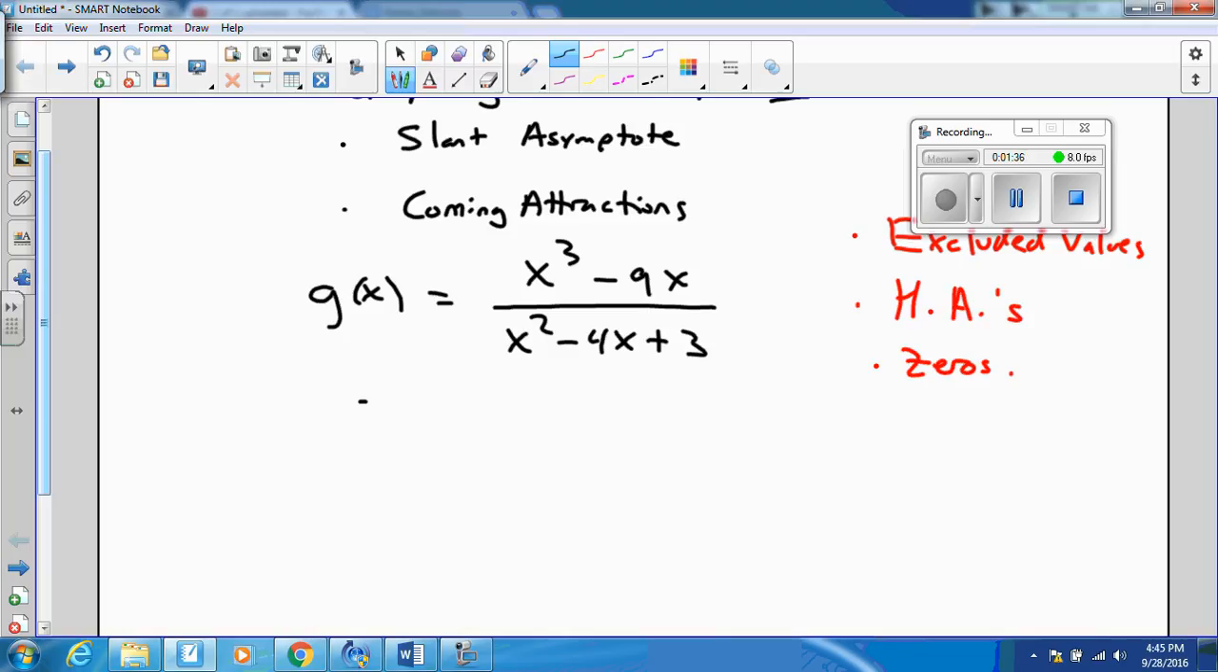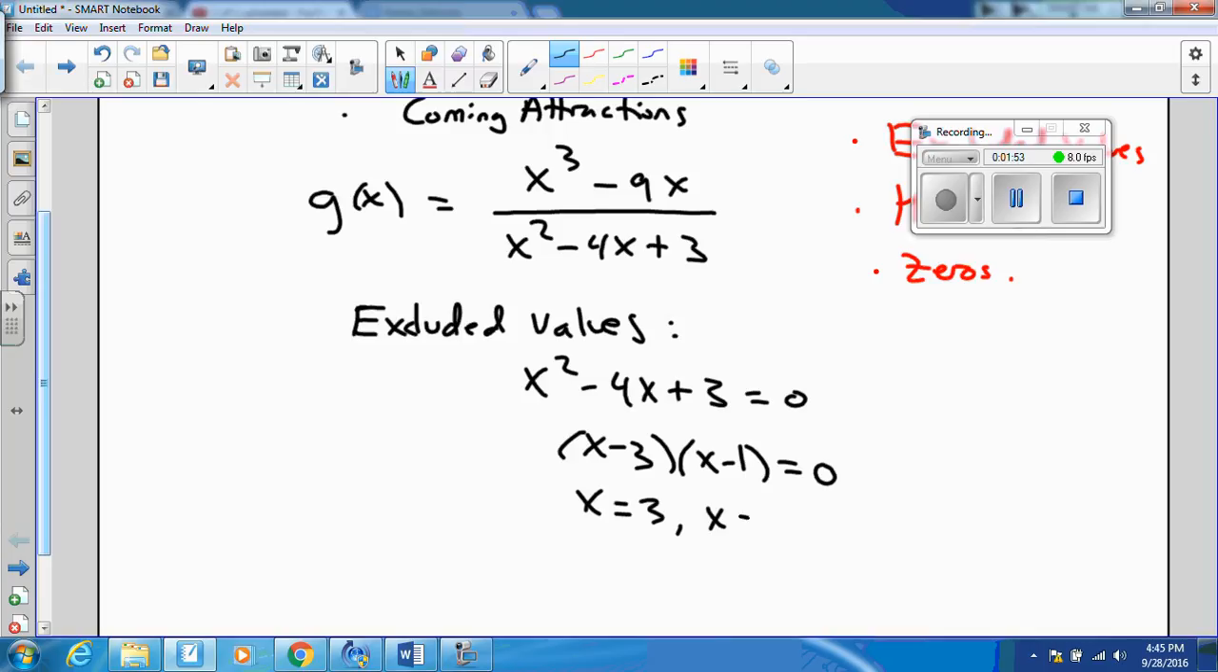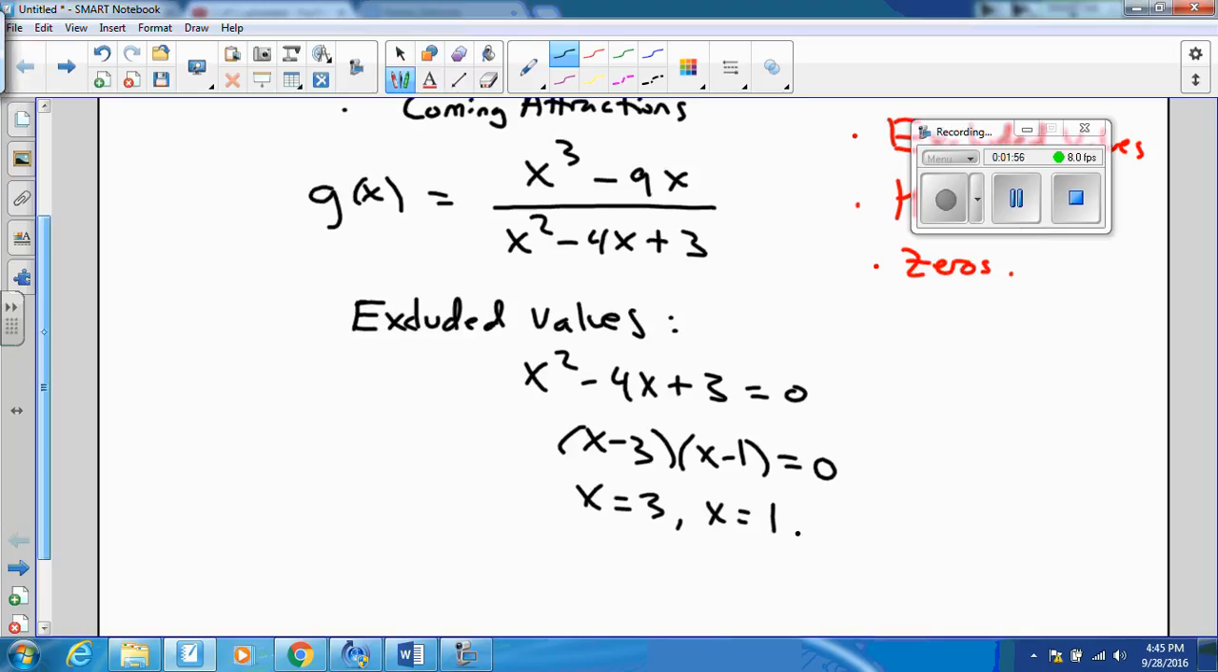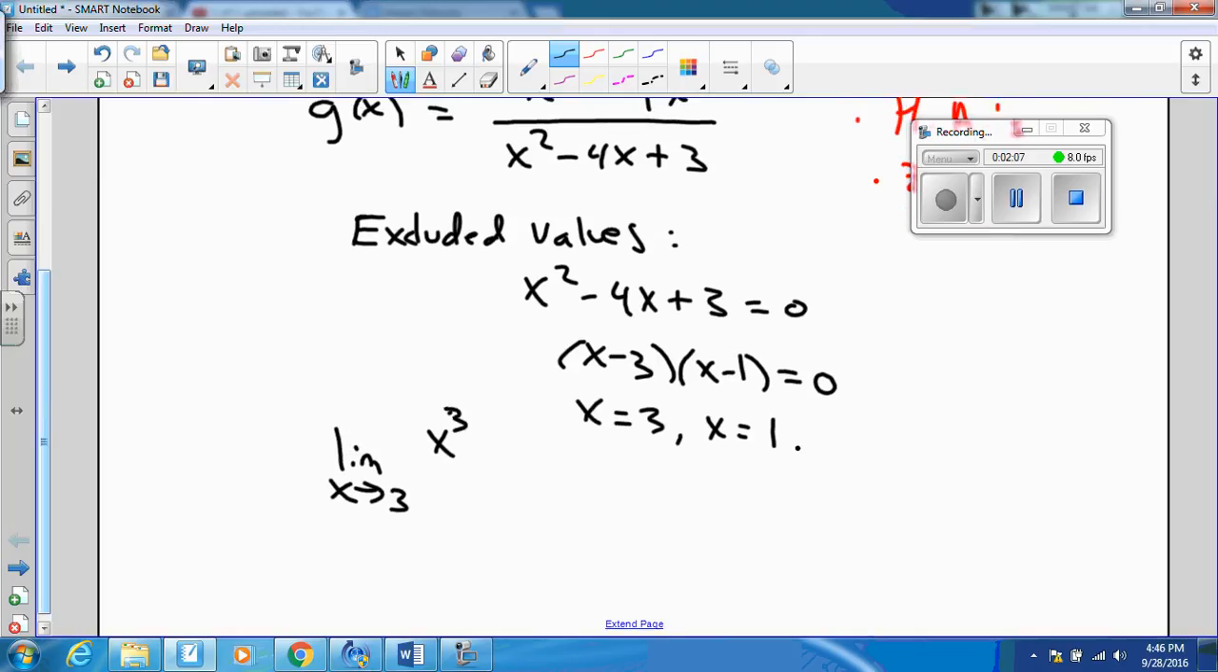And so to find excluded values, we set our denominator equal to 0, and fairly quickly find that we have two excluded values, which are x equals 3 and x equals 1. And we're going to test each one of these with a limit. We take the limit as x goes to 3 of g of x, which is x cubed minus 9x all over, and I'm going to go ahead and write the factored form of our denominator here.